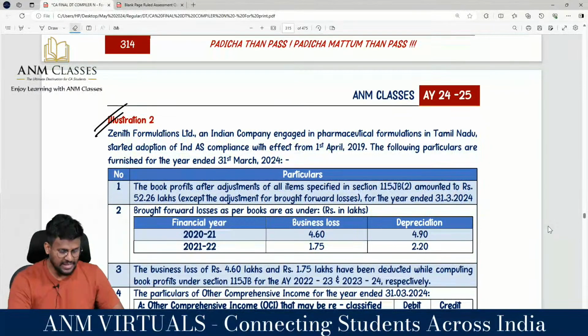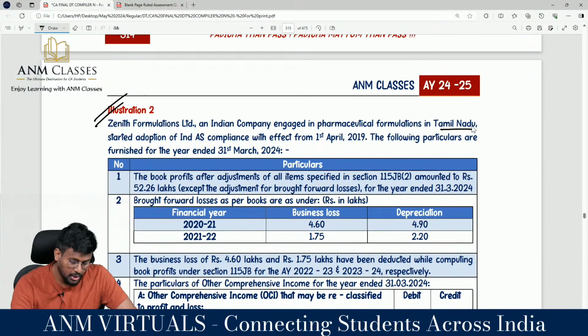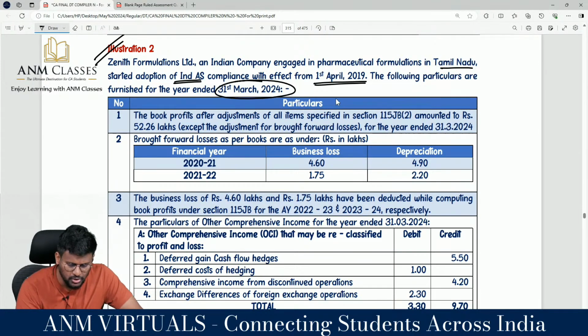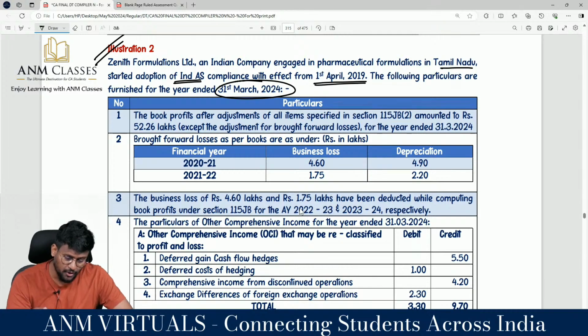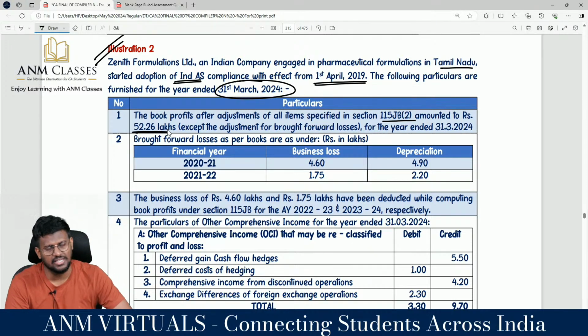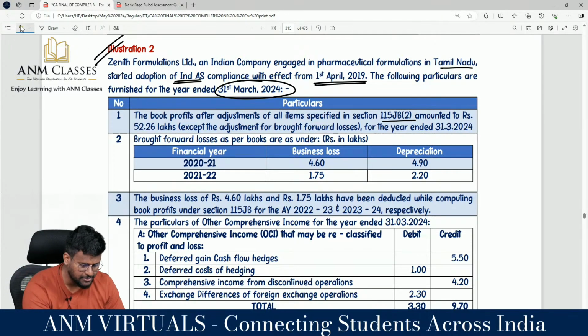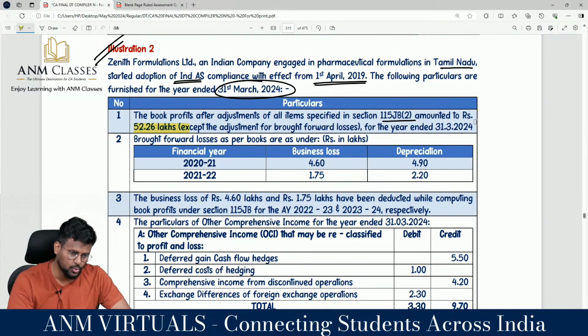Zenith Formulations Limited, an Indian company engaged in pharmaceutical formulations in Tamil Nadu, started adoption of Ind AS compliance with effect from 1st April 2019. So they started Ind AS compliance. The following particulars are furnished for the year ending 31st March 2024. Our year's financial information has been given. The book profit after adjustment of all items specified in 115JB subsection 2 amounted to rupees 52.26 lakhs. So they themselves made all the adjustments, normal adjustments, 115JB subsection 2 adjustments, except the adjustment of brought forward loss for the year ending 31/3/2024.